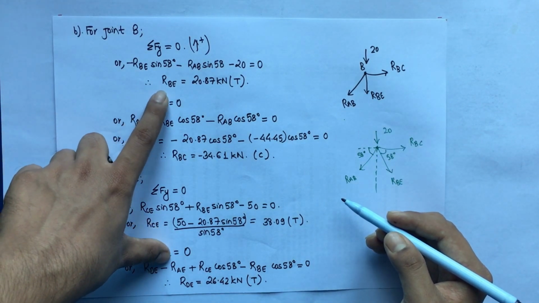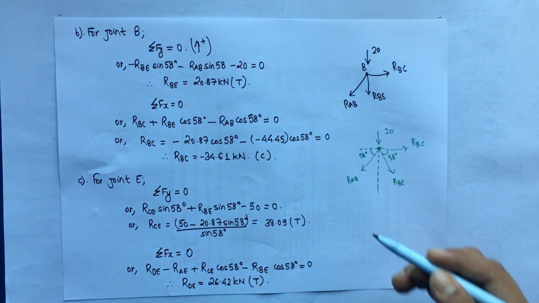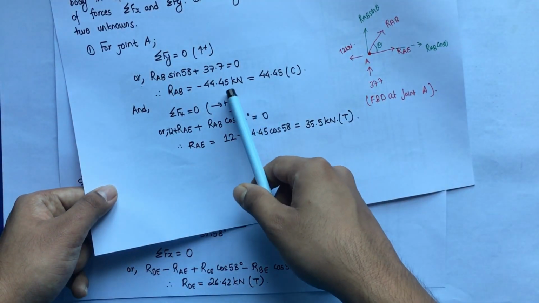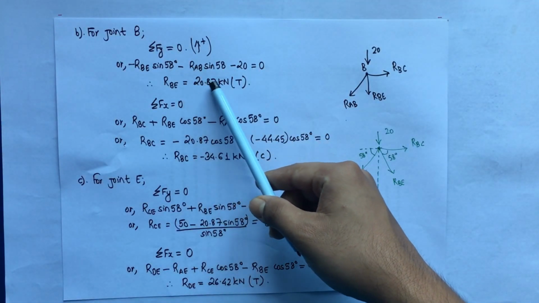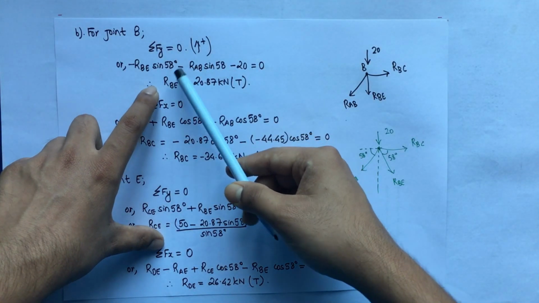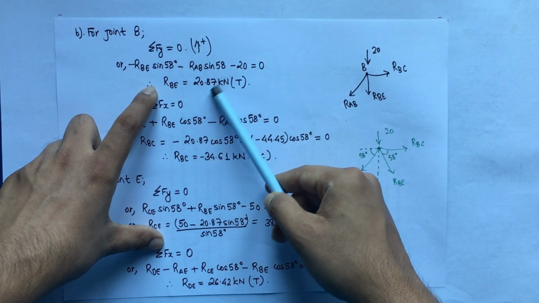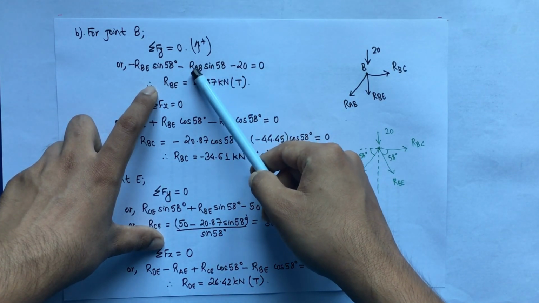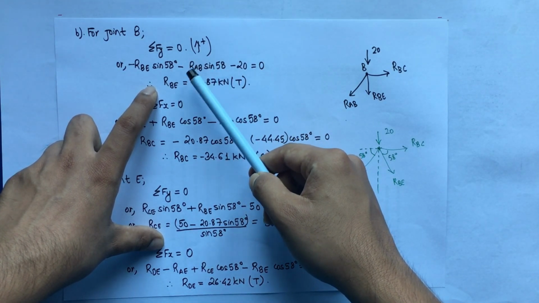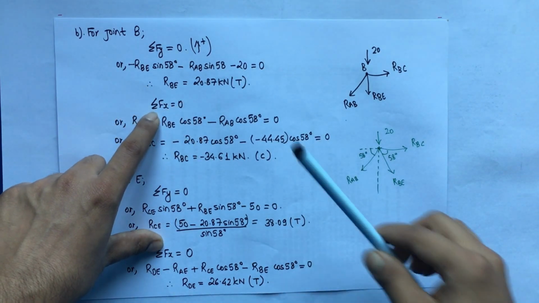So finally we get RBE. RAB, we computed this value as minus 44.45. So minus minus plus, and finally we get the value of RBE as 20.87 kilonewton, positive value, so this will be tension. Don't get confused, RAB is a negative value, that is minus 44.45, so finally we get a tension value.